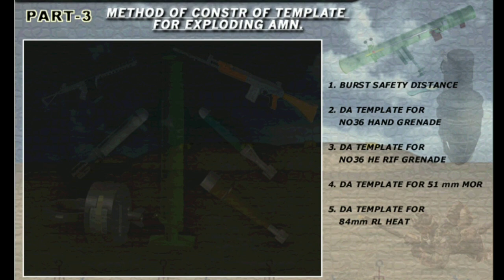In this part, we shall cover the following: burst safety distance, DA template for number 36 hand grenade, DA template for number 36 HE rifle grenade, DA template for 51 mm mortar, and DA template for 84 mm RL.